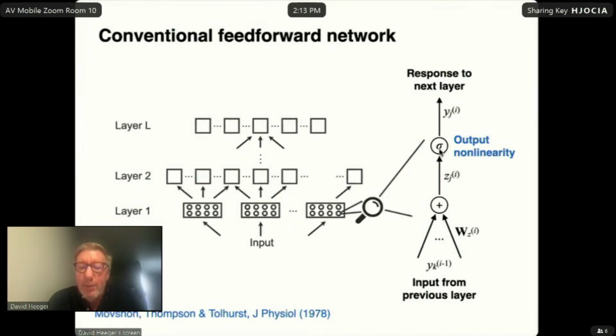And then what Movshon, Thompson, and Tolhurst added to this is an output nonlinearity, and in particular a threshold or rectification. So if you ever do anything with a convolutional neural net that has a rectified linear unit, you should be citing this paper way back from 1978. It took the machine learning field a number of decades to catch up.